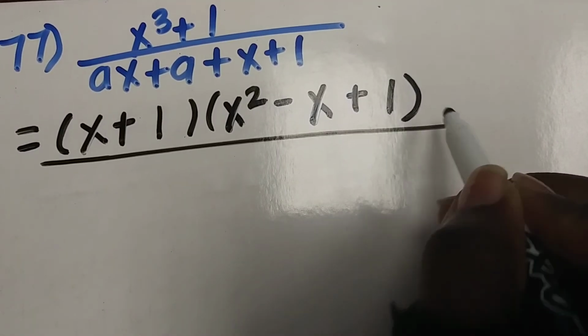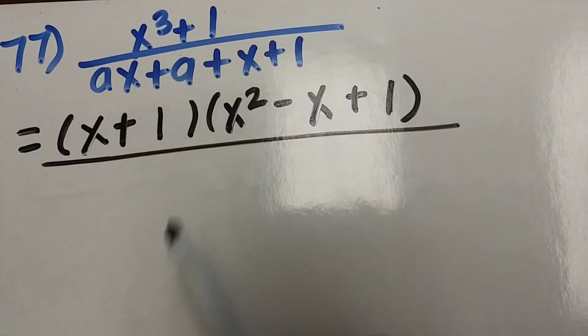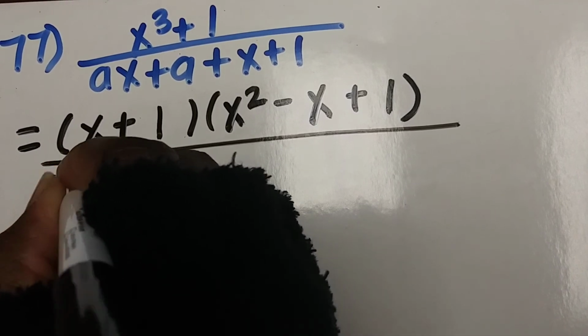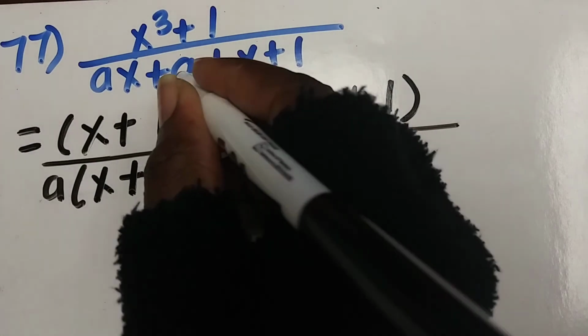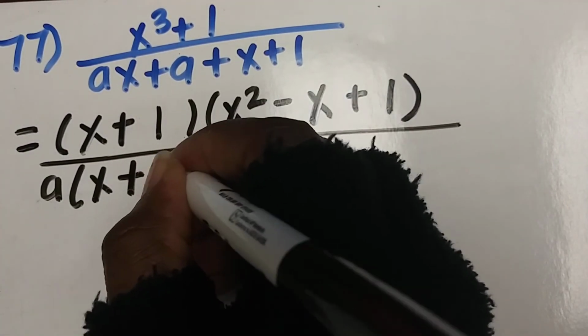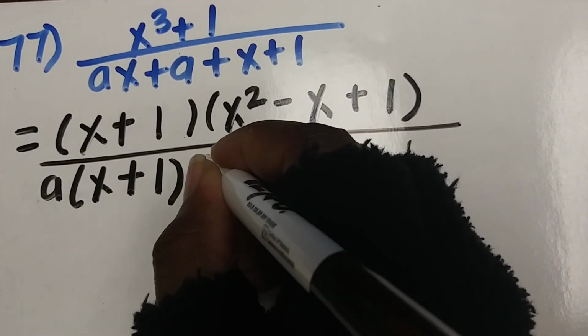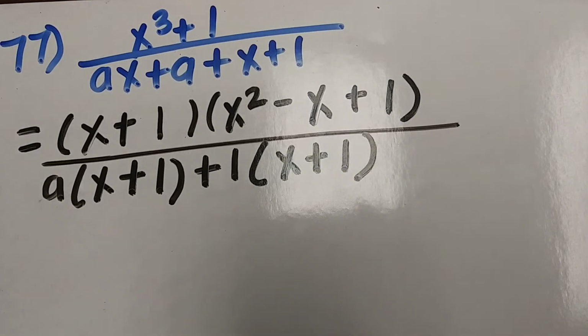And my denominator, I see 4 terms, so I'm going to factor by grouping. A times ax plus a, I can factor out an a. I'm left with x plus a divided by a. A divided by a is 1. X and 1 have nothing in common, so I bring down plus 1. I'm left with x plus 1. Do my parentheses match? Yes. That lets me know I did it right.